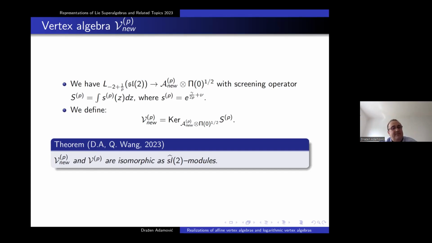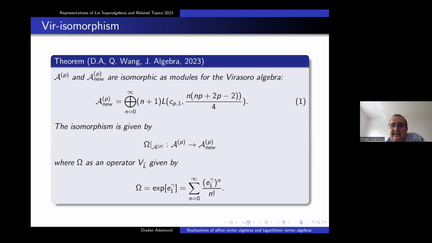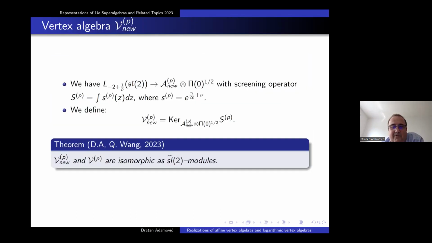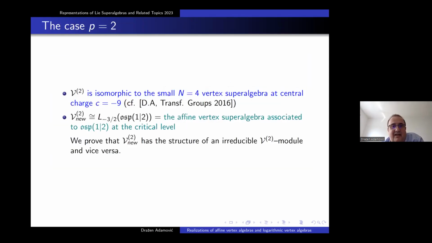So we have VP nu and VP isomorphic as an SL2 module, but not isomorphic as a vertex algebra. This is our abstract reformulation of a certain result using a different Virasoro element and a different approach. And what are the applications? The application is very nice.